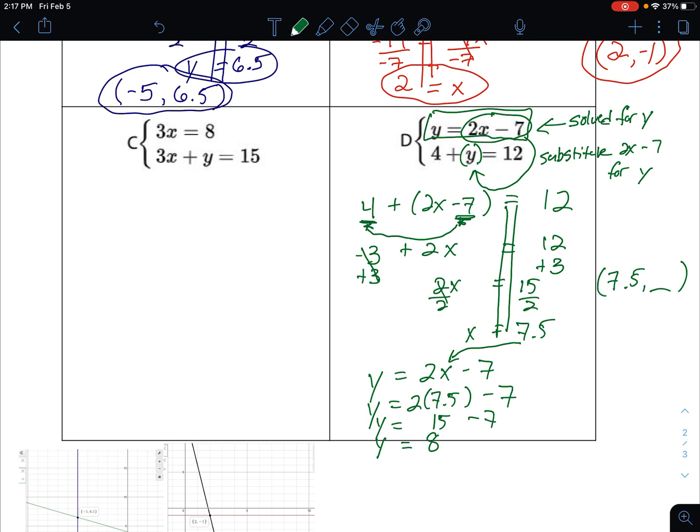So in this case, it was just a matter of essentially plugging in that x value that I solved for into that other equation to figure out what the y value is. So the y value is 8. So my x value was 7.5 and my y value was 8. Let's check that out. Let's see if that was actually correct.